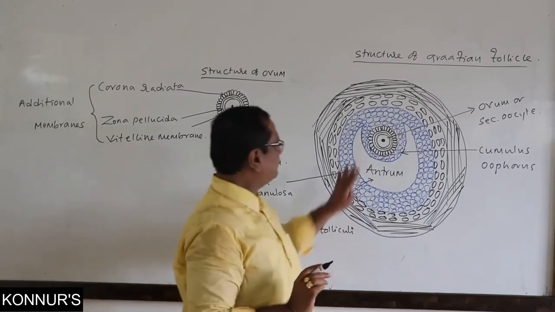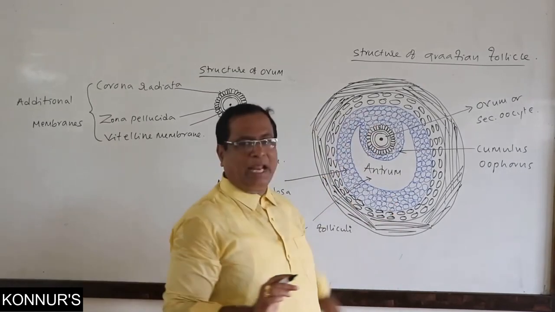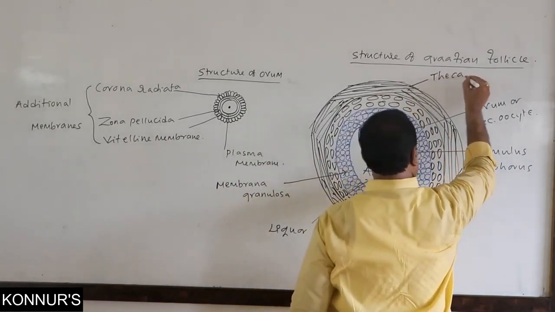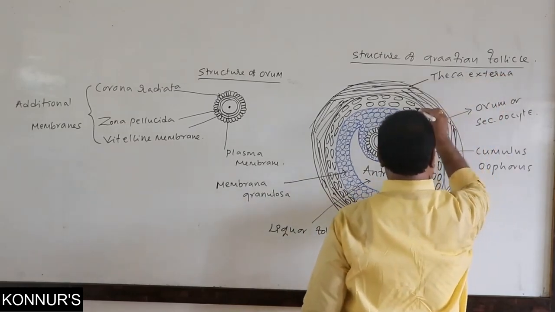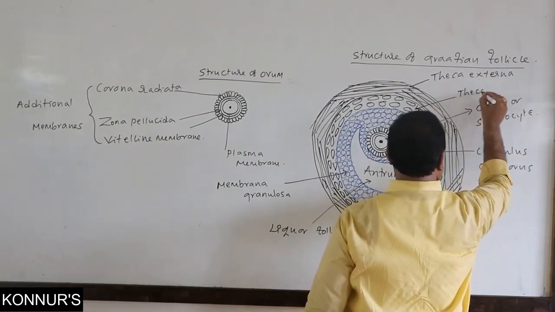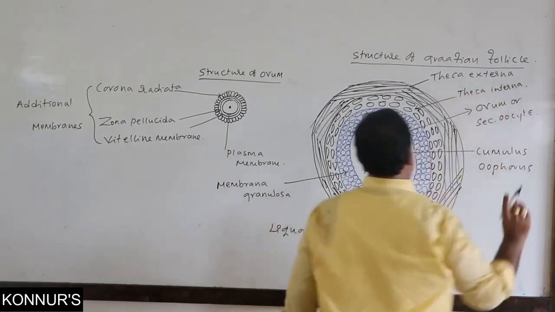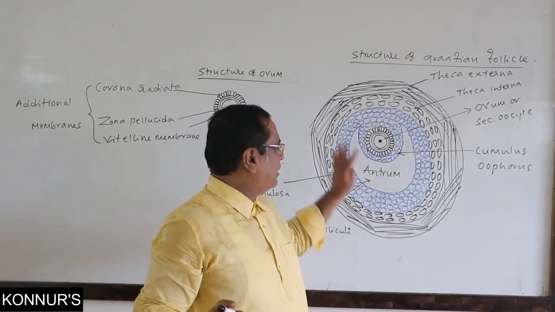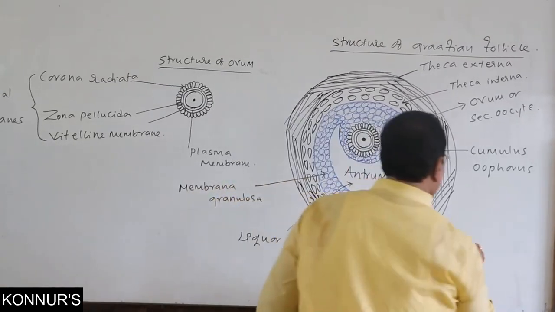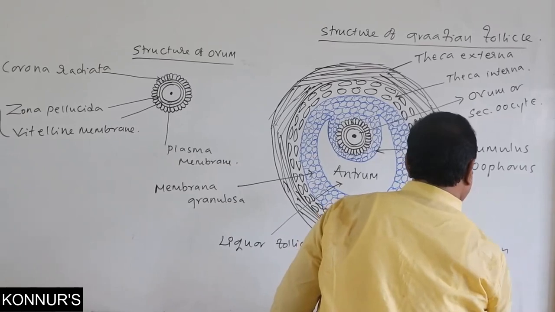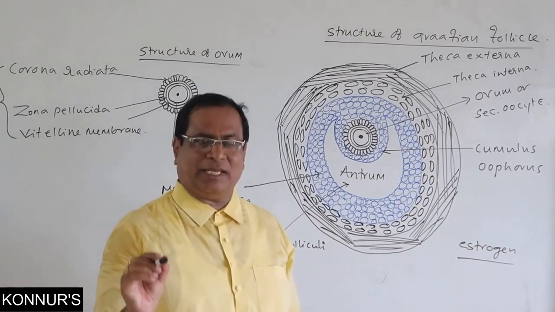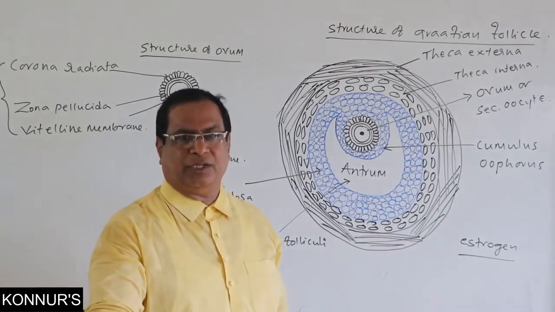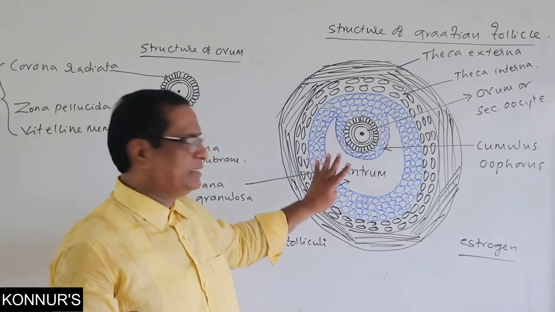Additional membranes. And this membrana granulosa is covered by outer theca externa and inner theca interna. Outer theca externa and inner theca interna. And once this Graafian follicle is formed, it secretes the hormone estrogen, and it induces secondary sexual characters in females, like feminine voice, enlargement of the pelvic region and enlargement of breasts. This is about the structure.